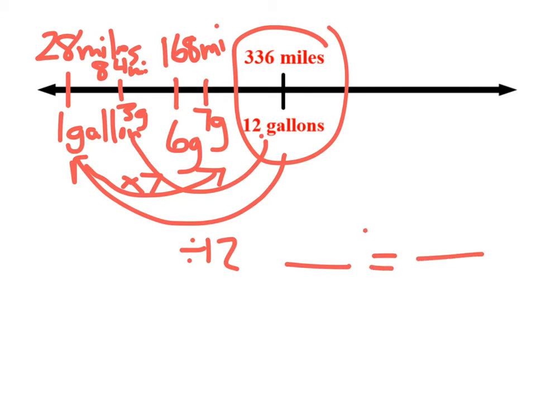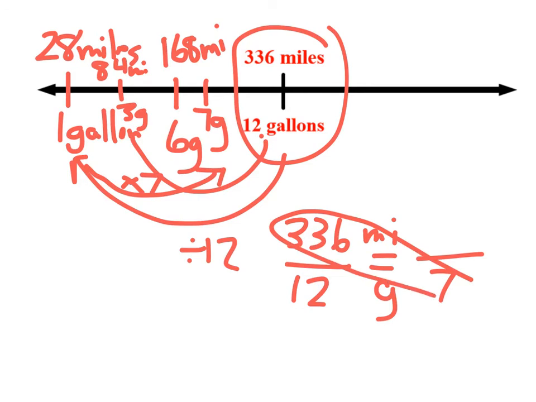You could have set it up like this, and I like to label mine in the middle most of the time. That way it works for both sides. So the one that I know is 336 miles and 12 gallons. The one that I want to know is 7 gallons. And all of a sudden I'm ready to grab my calculator, multiply the diagonals, and divide by the other one. And it works for other things.